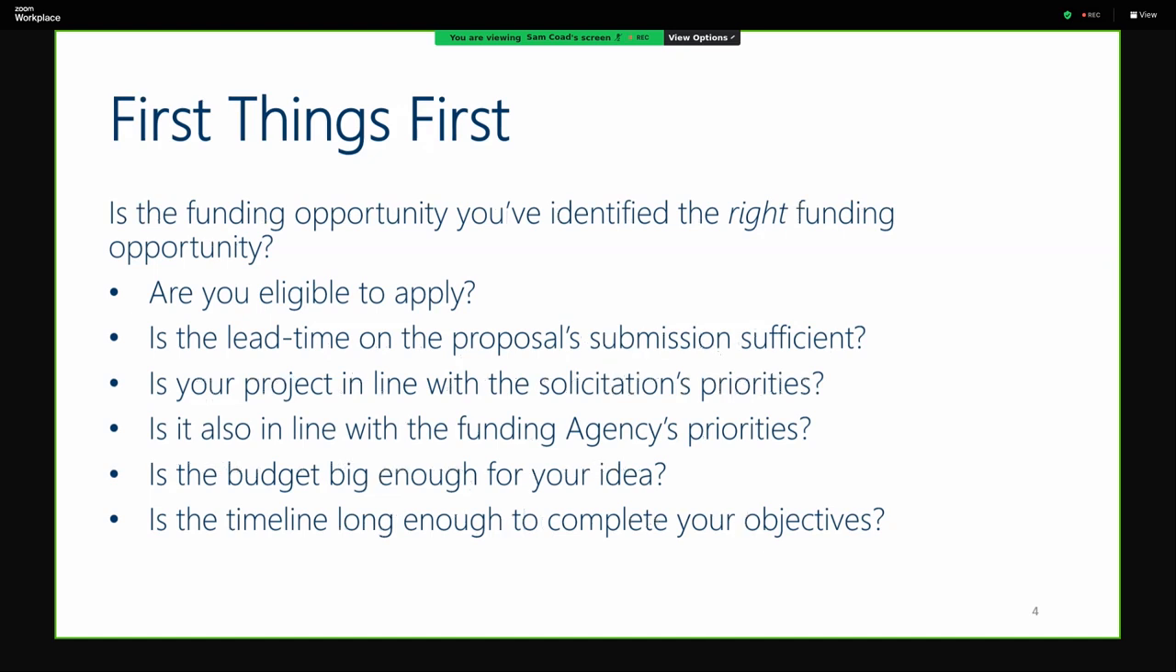And then also, is the timeline long enough to complete your objectives? So once again, to the same point, if you have a really large project, you don't want to limit yourself on time. So you don't want to apply for an extensive project where the proposal only allows for 2-year time periods when 5 years would be better to flesh out your idea.